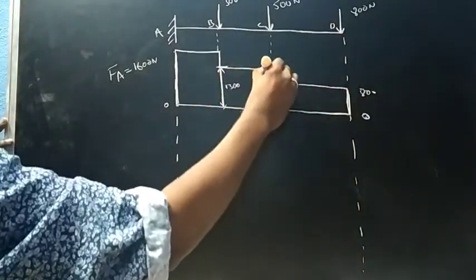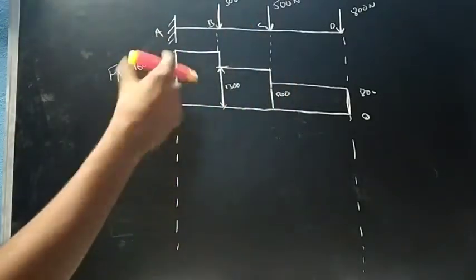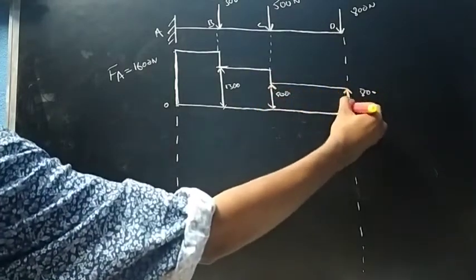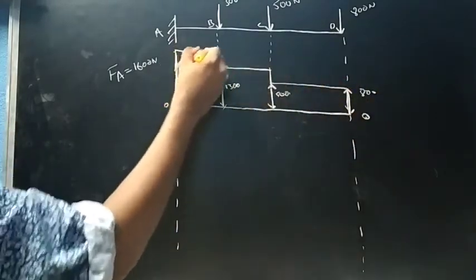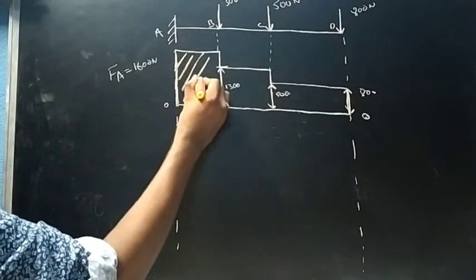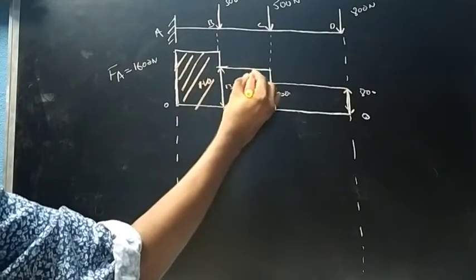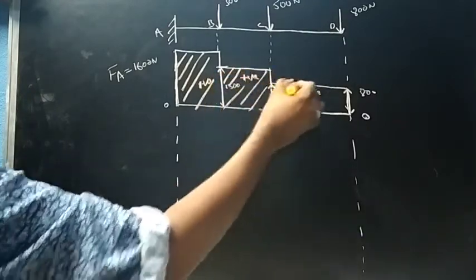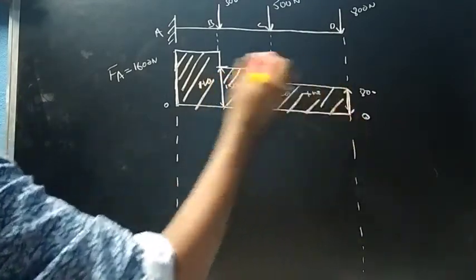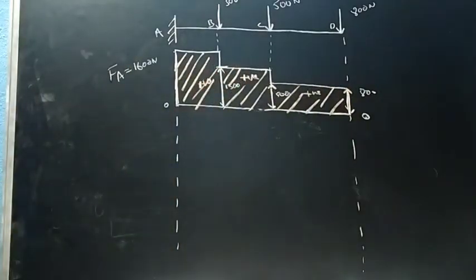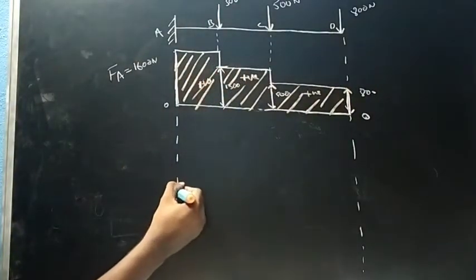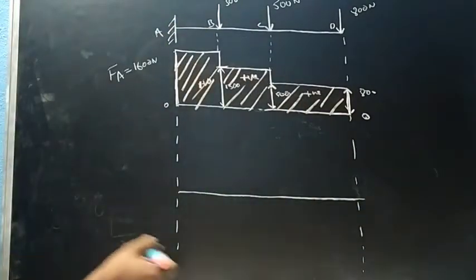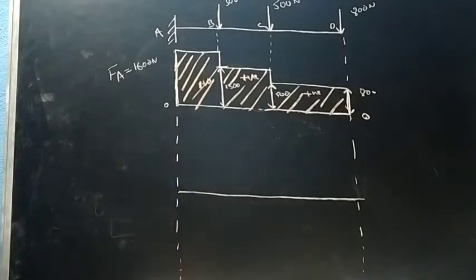So this is how your shear force looks like. So this is 1300, 800, 800. So shade this part, and let me tell you, it is positive, positive, positive. We got all the positive values for shear force, right. So now we'll draw the baseline for bending moment. So this is a baseline for bending moment. Okay.